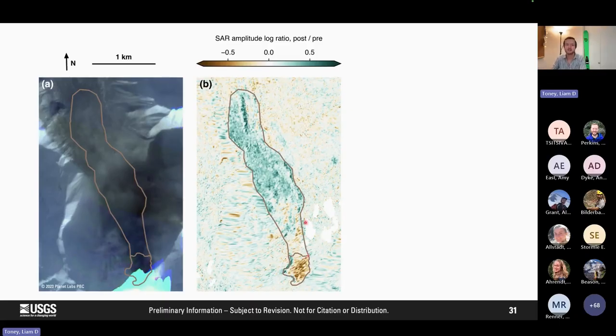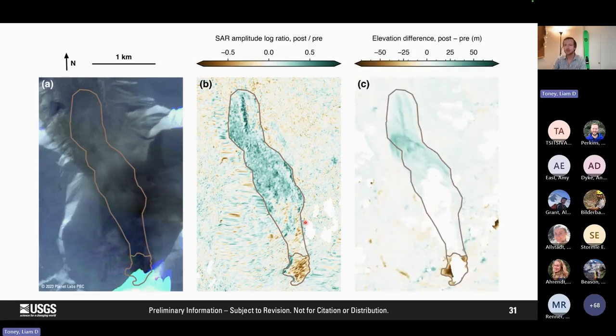In addition to this, we were also interested in estimating the volume of the landslide as another basic characterization. For this, we performed DEM differencing. We had a DEM from ArcticDEM acquired in 2020, but of course we had no post-event DEM, so we created one from a WorldView stereo pair that was acquired a month and a half after the failure. And you can see here the results of the DEM differencing.